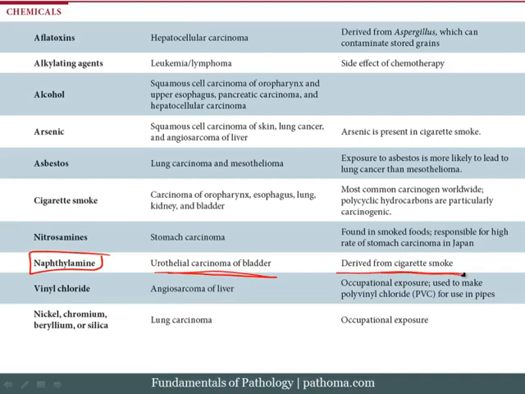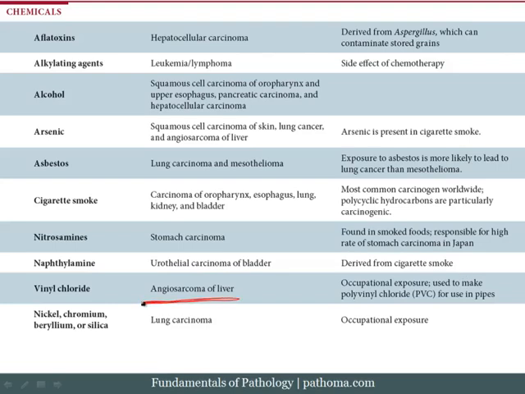So again, the same concept here: cigarette smoke contains multiple carcinogenic agents, and the key ones you should be familiar with are polycyclic hydrocarbons and arsenic, creating squamous cell carcinoma of the lung, and then naphthylamines related to urothelial carcinoma of the bladder. Vinyl chloride is associated with angiosarcoma of the liver.